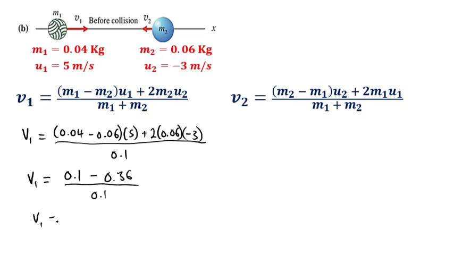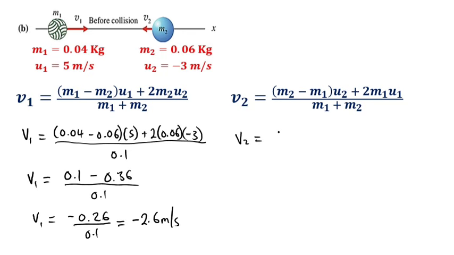So V1 is equal to negative 0.46 divided by 0.1. Hence this velocity is negative 4.6 meters per second. So this time around, it's negative because it will go in that direction. It will bounce off the second ball and go in that direction. So let's find the final velocity for the second ball.